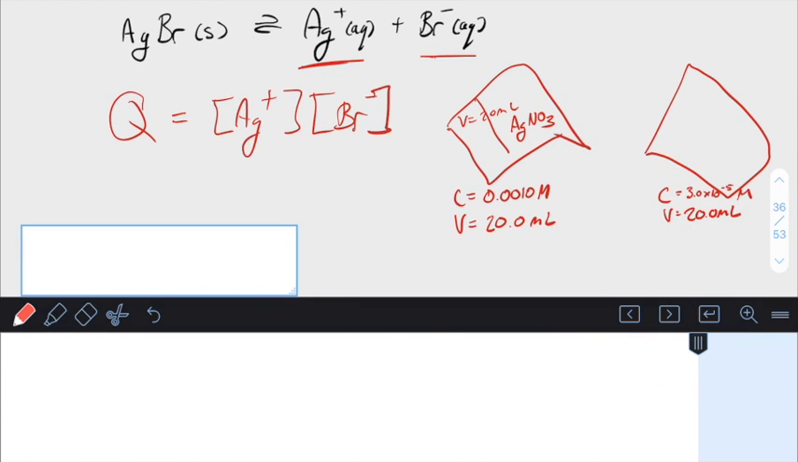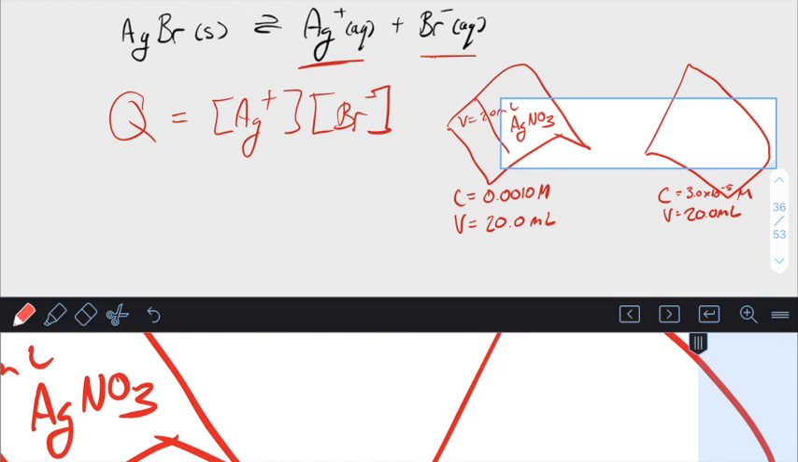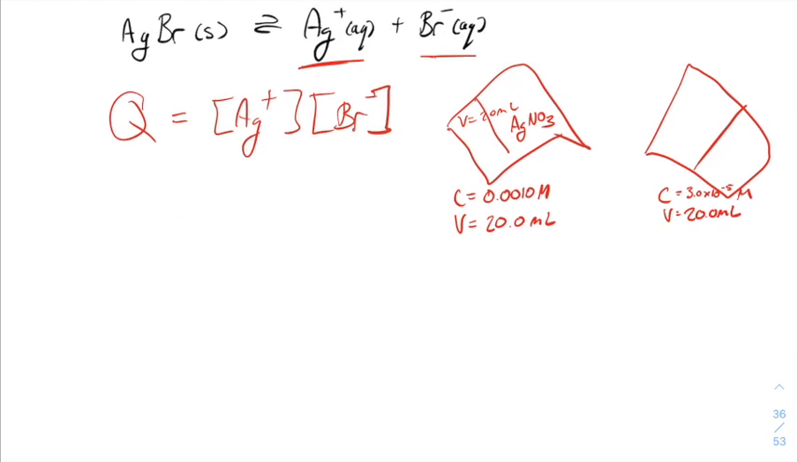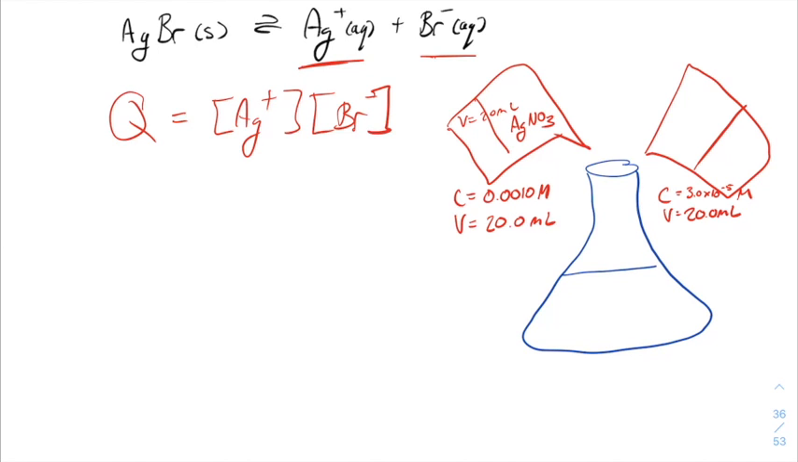Okay, so these two solutions are being added together into a single reaction vessel, right? I'm going to make this one an Erlenmeyer flask just so I have a different shape to work with. And so the thing to think about is, what is the volume now? What is the concentration of silver? What is the concentration of bromide?